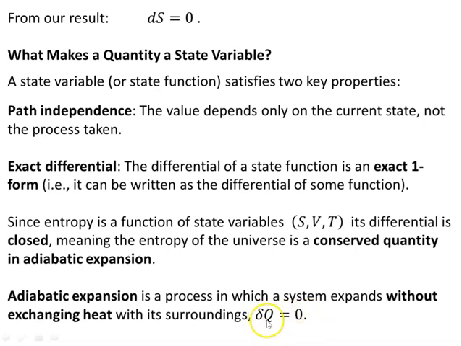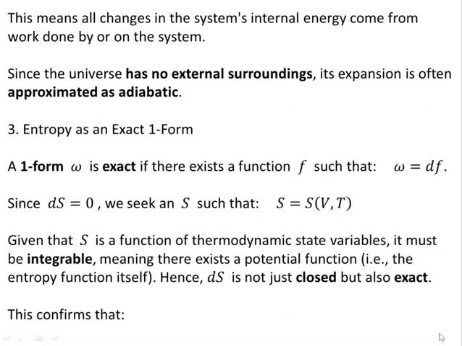This delta Q is not a state variable because it depends on the pathway taken. So delta Q and delta W, the work done, are not state variables. All right, pressure, co-moving volume, temperature, entropy, and internal energy are. Now, this means all changes in the system's internal energy come from work done by or on the system. Since the universe has no external surroundings, its expansion is often approximated as adiabatic.